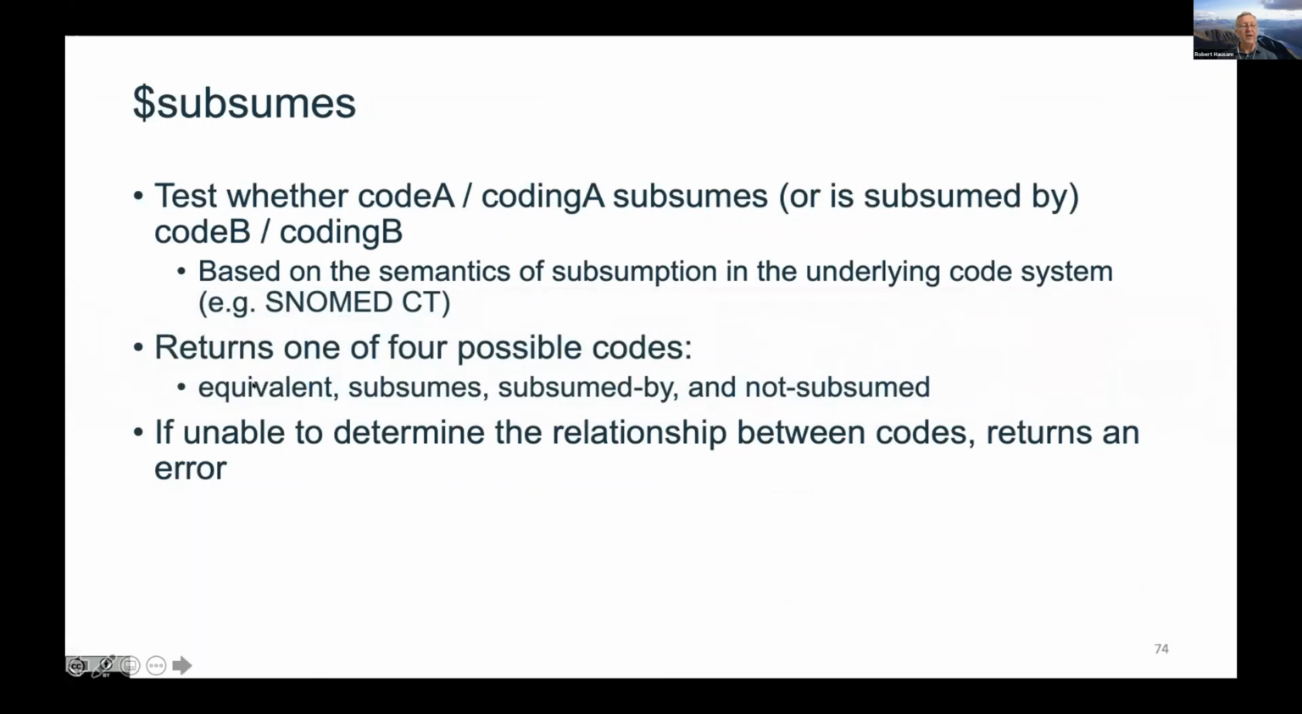And it can tell you whether the two codes are actually the same, representing the same thing. And if so, it returns that they're equivalent. Or if code A is at a higher level than code B, you'll get subsumes. And if code B is at a higher level than code A, it'll return subsumed by. I should say the other way. Code A is at a lower level than code B, so code A is subsumed by code B. That's the way you need to read that. And then if they don't have any relationship between them, you can get a not subsumed return. Or if the server can't figure it out, it gives you an error message.